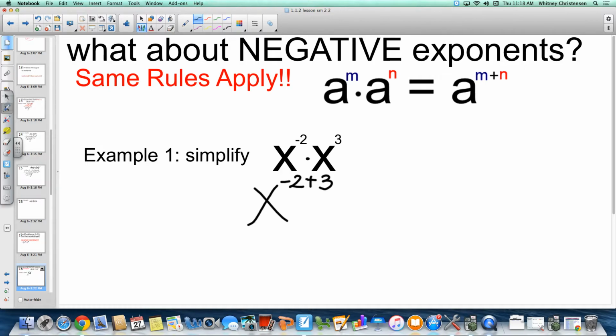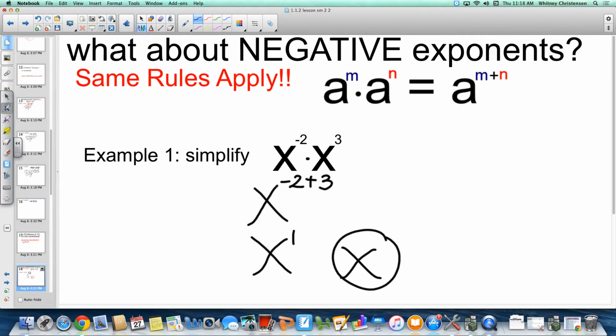Now, we have a lot of errors. We're going to get better, I'm hoping, soon here. But a lot of people are making a lot of errors with adding and subtracting negatives and positives. So be really careful. As long as you're cautious, you'll be okay. What's -2 plus 3? 1. And we're way more advanced than that. That wouldn't be completely simplified. That's right. But we would write our final answer as just x, because we know that x is the same thing as x to the 1st. Does that make sense?